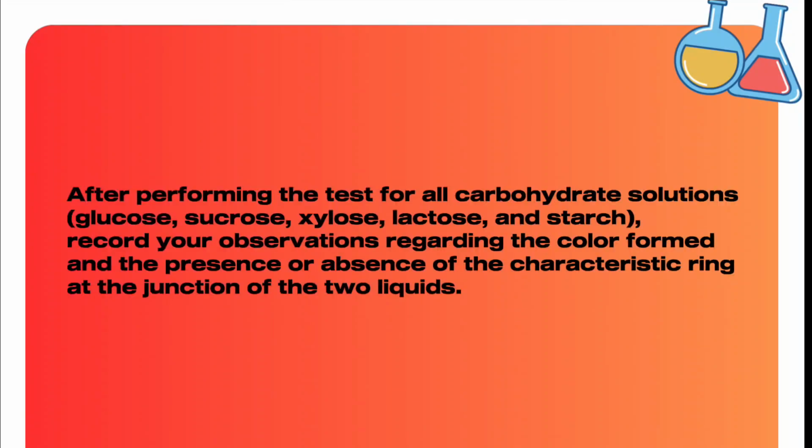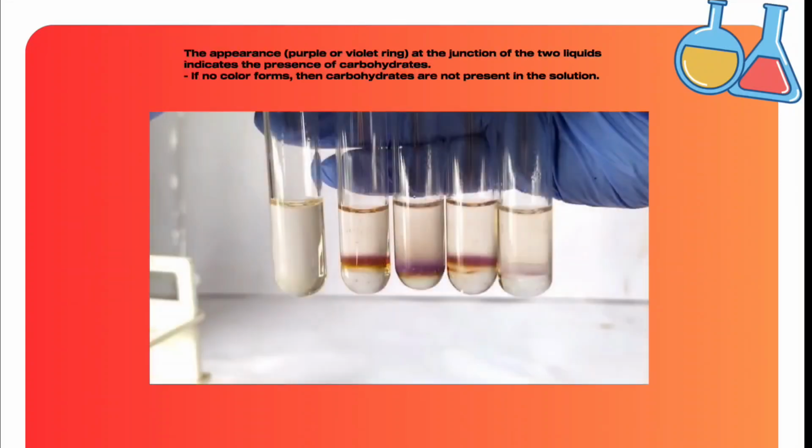After performing the test for all carbohydrate solutions like glucose, sucrose, xylose, lactose, and starch, record the observation regarding the color formed and the presence or absence of the characteristic ring at the junction of the two liquids. The appearance of a purple or violet ring at the junction of the two liquids indicates the presence of carbohydrates. If no color forms, then carbohydrates are not present.